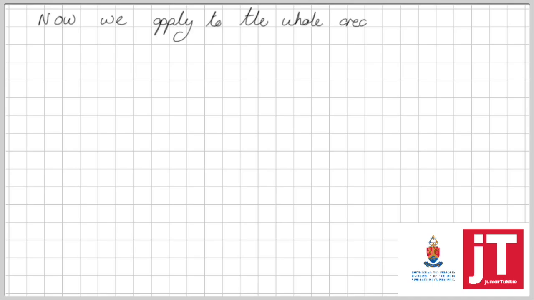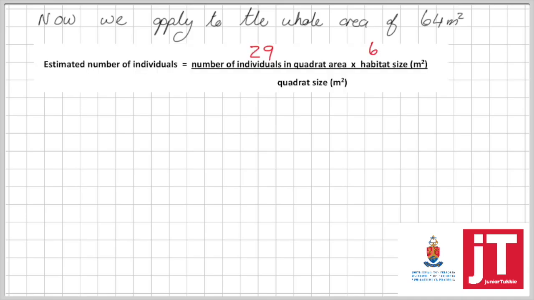Okay, so where to from here? Well, now we've got to apply the data that we have to that whole 64 square meter area within which we're taking our sample. Here we have our formula, and I'm just going to reiterate very quickly that getting to know this formula is super, super important. If you know the formula, substituting into the formula becomes so easy. And you'll see I've just done it there as well.